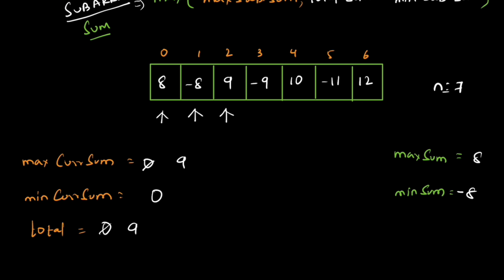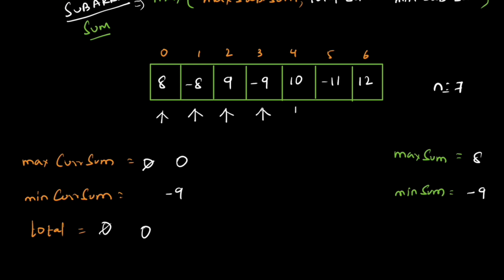Okay. Now at index 3, the element is -9. So again, when we add -9 to the total, it becomes 0. So the total becomes 0. Okay. Now for current maximum sum, if we add -9, then it becomes 0. And for current minimum sum, it will be 0 plus -9, that will be -9. Now we'll check whether current maximum sum is greater than maximum sum. No. Whether current minimum sum is less than minimum sum. Yes. -9 is less than -8, right? So we'll update -9 as the minimum sum.